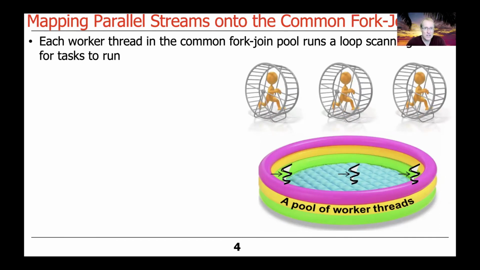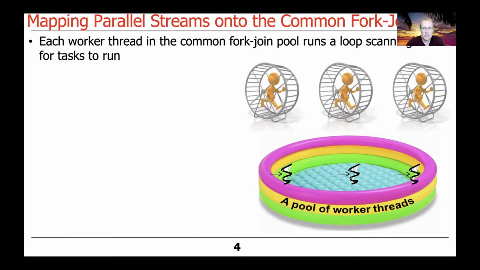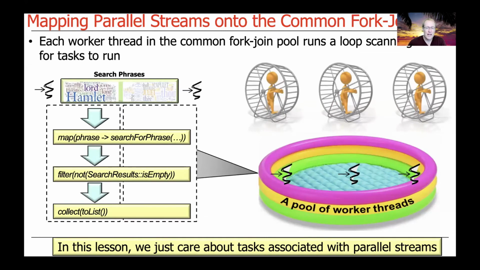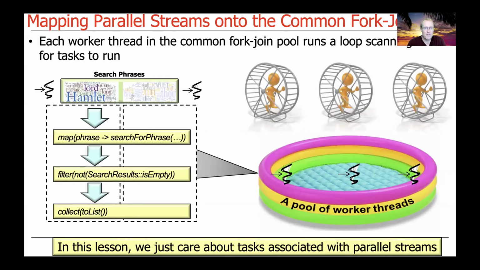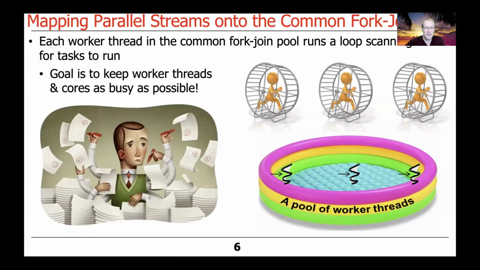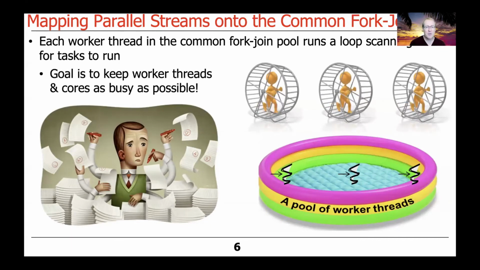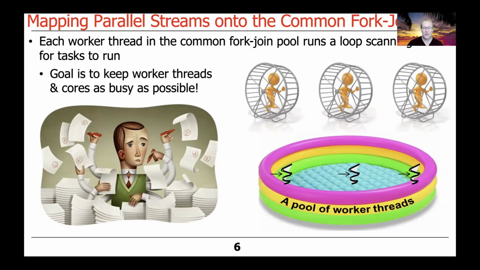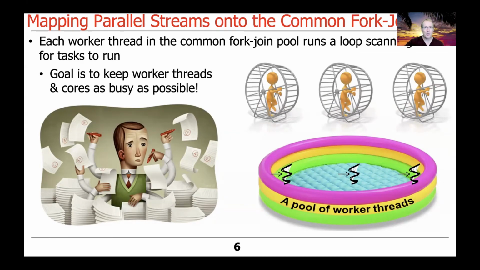And each of these worker threads is a Java thread, and each Java thread in the worker thread pool spends its entire life cycle running a loop, scanning for tasks to run. So just think of it like running in a hamster wheel or something like that. In this particular discussion, we're only going to focus on how this is used for parallel streams. There are obviously other ways you can use it if you're programming to fork join pool natively. Keep in mind that the goal of all this is to keep the worker threads and the underlying processor cores, of course, as busy as possible. We do not want these things to stop for a moment if there is work to do.